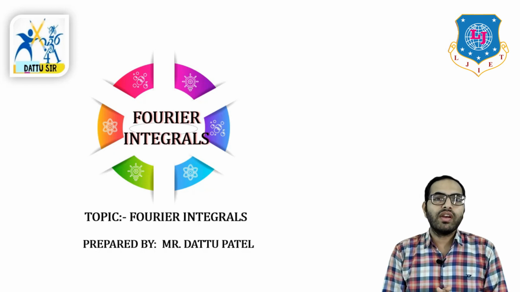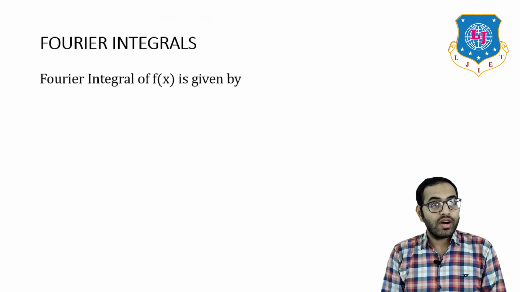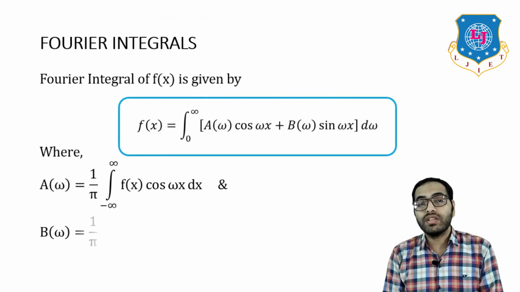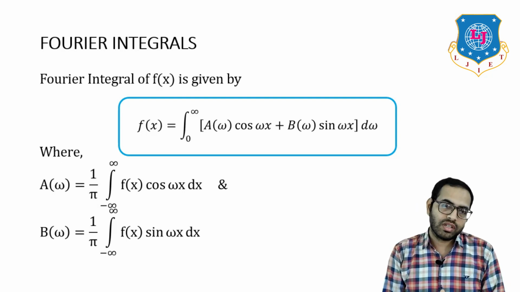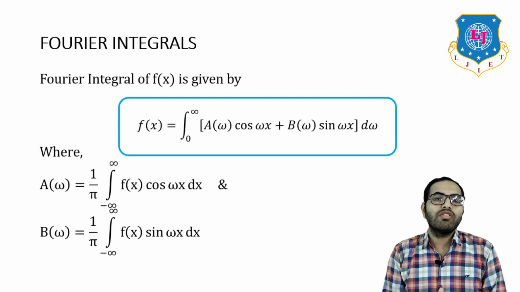Today's session, we are going to discuss the new unit, which is Fourier Integral. Let's see what is Fourier Integral. If a function is in periodic form, then we represent it as a Fourier series, which we already learned last semester. If the given function is not in periodic form, or we can say it is a non-periodic function, then it will be represented in integral form. It is known as Fourier integral.